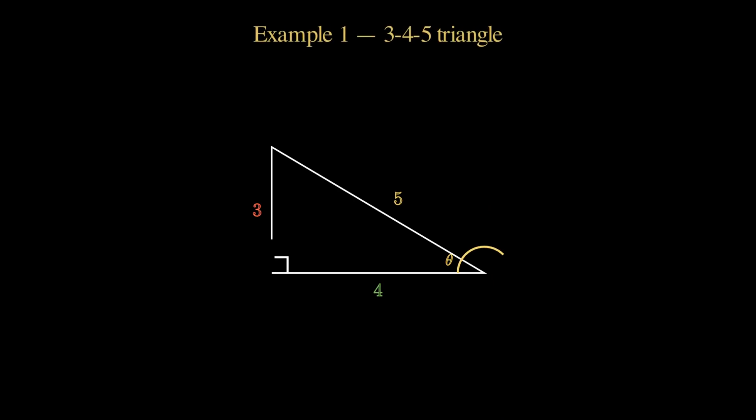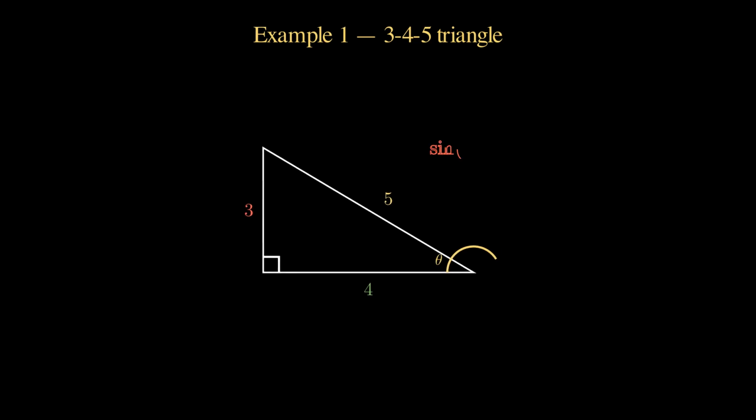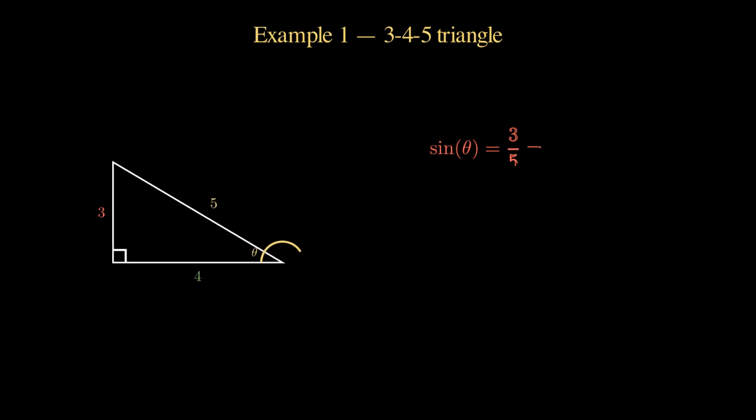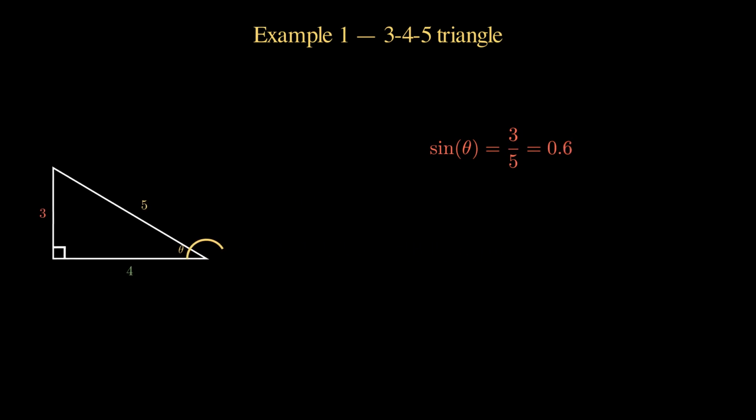Easy example. A right triangle has legs 3 and 4, hypotenuse 5. Sine of the angle opposite the 3 side equals 3 over 5, or 0.6. Cosine equals 4 over 5, or 0.8. Tangent equals 3 over 4, or 0.75.